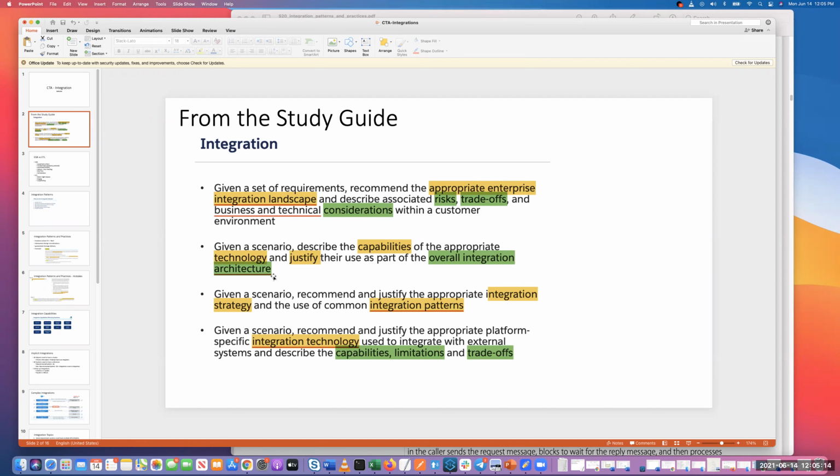So this is the study guide for the integration section. As you can see, there are a few things that they are looking for when you cover the integrations. You have to make sure you cover the integration patterns, the technology that they'll be using, and sometimes you need to cover the risks and the trade-offs based on what you pick, and also you have to think about the overall integration architecture. So I highly recommend you review this section, and then you should have an action plan during a presentation where to highlight or where to bring up these topics to get full points for this section.